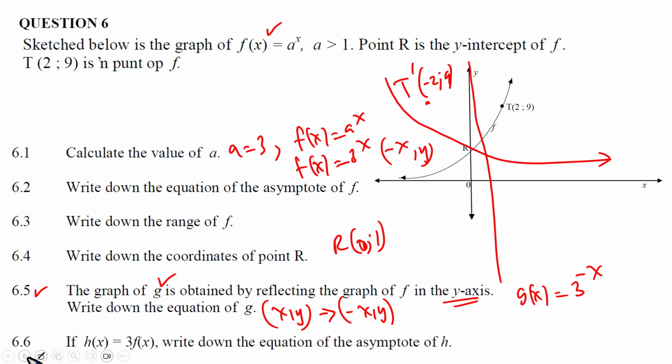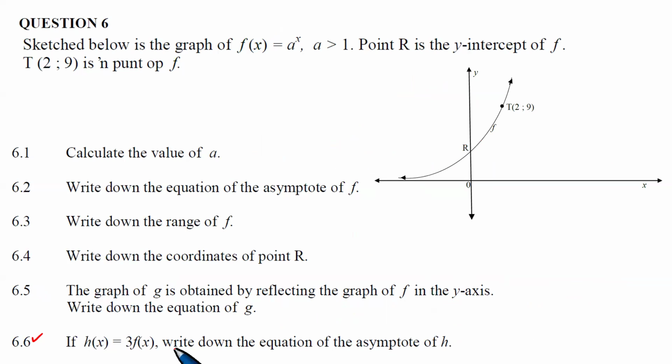Now, the last question is 6.6. I'm rounding up because I know very well that we have gone beyond time, about 10 minutes beyond, and I'm rushing to conclude the discussion. If h is 3 times f of x, write down the equation of the asymptote of h. We are building a new function in 6.6, calling it h, which is 3 times f.